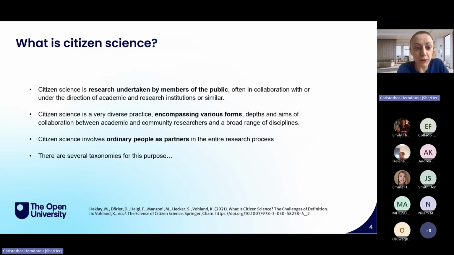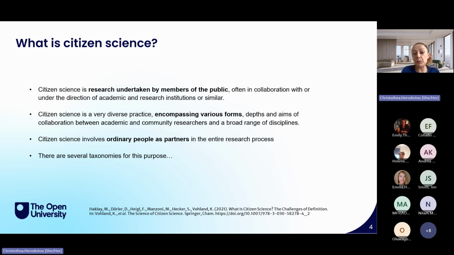So for those who are not familiar, a very brief definition of citizen science here is research that is undertaken by members of the public. Most of the time, this activity is in collaboration with universities and academics. It can take different forms, can have different objectives, it can be simple or more complex. But the main characteristic is that you have ordinary people, who are not researchers, involved in the research process.